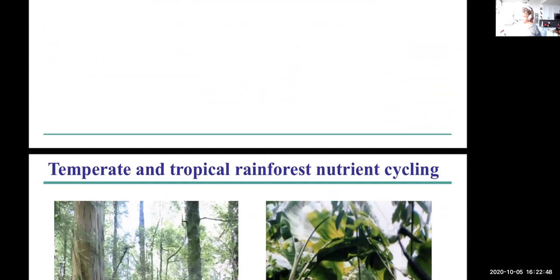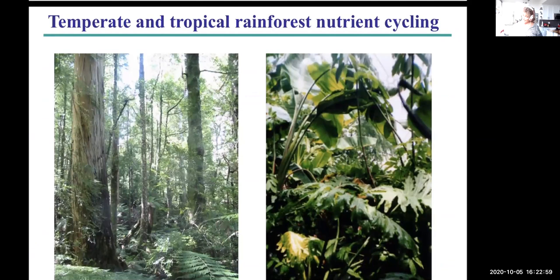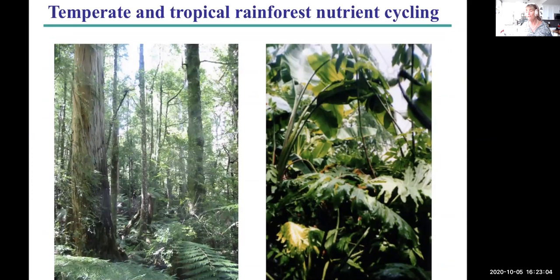Let's see. Well, I just have a little bit more I want to talk about. Abiotic factors: temperature, water, sunlight, wind, rocks, and soil. We've already talked about that a bit, but I wanted to tell you about the difference between temperate and tropical rainforest nutrient cycling. Because if you ever go to the tropics, which I sure hope you do if you haven't already, somewhere like Costa Rica or South America, somewhere where there's a tropical rainforest.